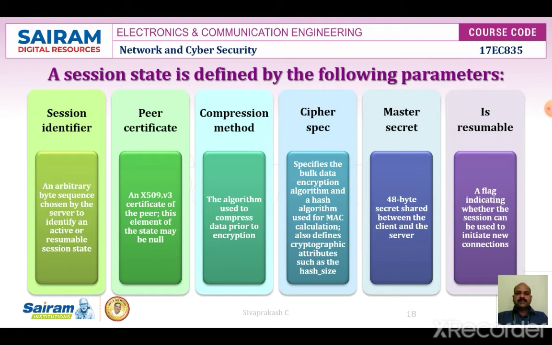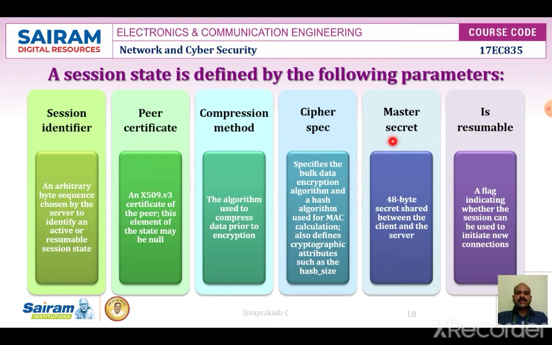Fourth state, cipher spec. What actually is the cipher spec? The cipher spec specifies the bulk data encryption algorithm, such as null or Advanced Encryption Standard, etc., and a hash algorithm such as Message Digest version 5 or Secure Hash Algorithm version 1, which may be used for MAC calculation, message authentication code calculation. It also defines cryptographic attributes such as hash size, etc.